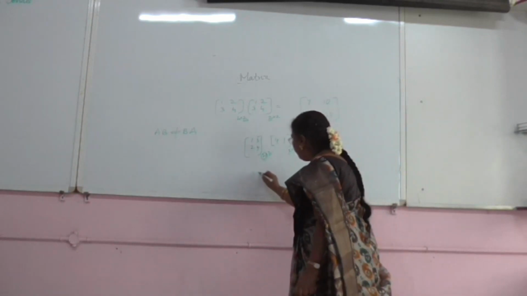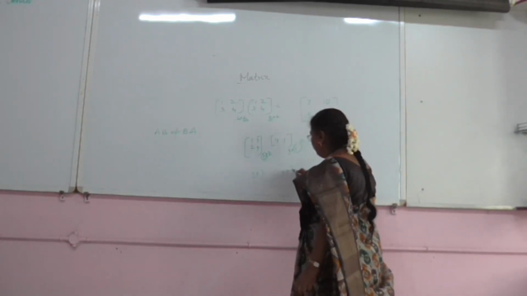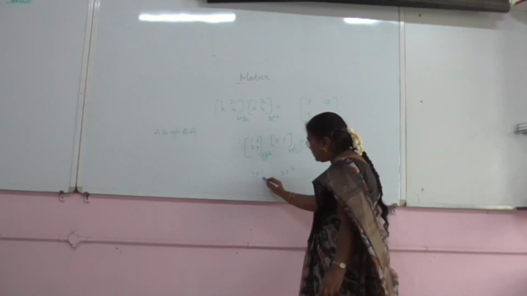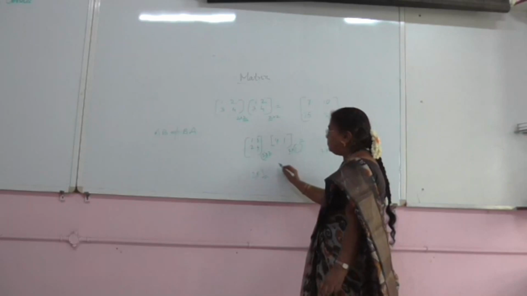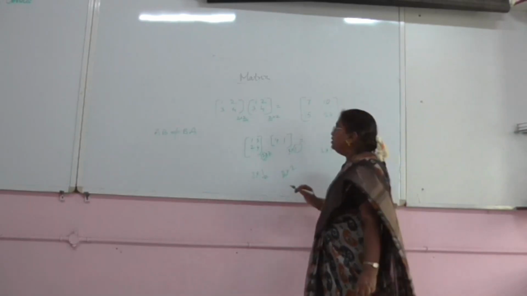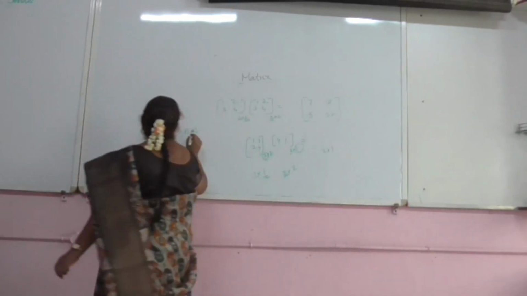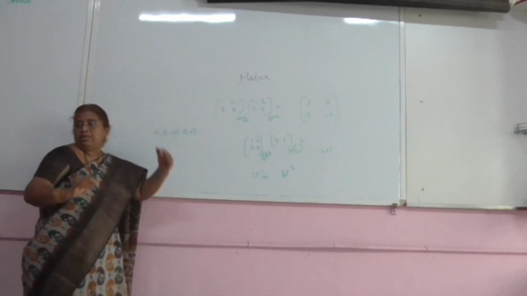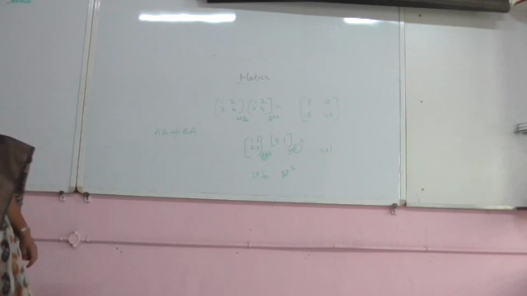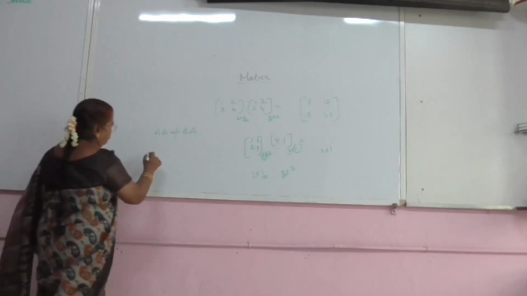Suppose we multiply the 2 by 1 matrix with the 2 by 2 matrix. Here the number of columns is 1 and the number of rows is 2. Therefore, matrix multiplication is not possible. Therefore, AB is not equal to BA. In general, AB is not equal to BA. Therefore, matrix multiplication is not commutative.